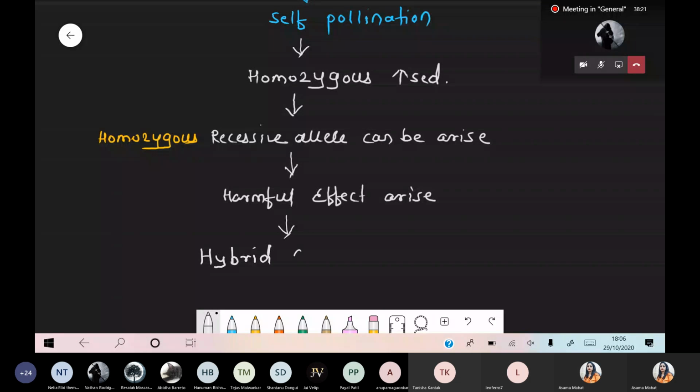Hybrid vigor or hybrid quality. First of all, we are talking about quality. So the hybrid quality will be decreased, or in other words, the vigor. Vigor and hybrid quality mean the same thing. So we are talking about hybrid vigor qualities getting decreased.